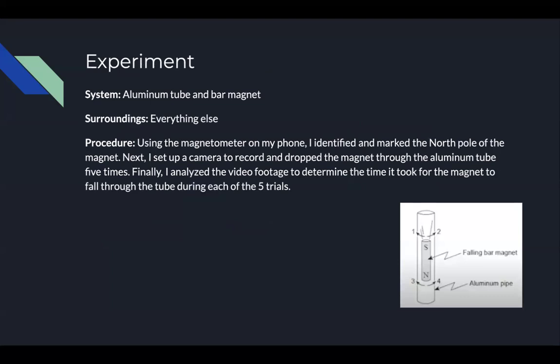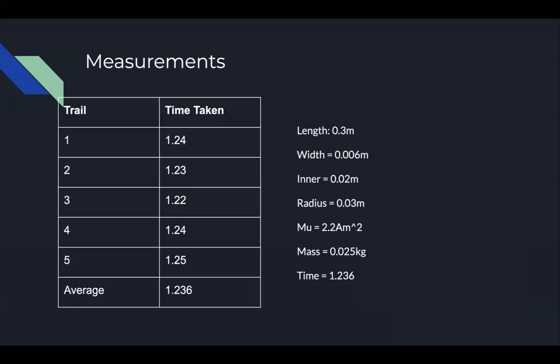As far as the setup of the experiment, using the magnetometer on my phone, I identified and marked the north pole of the magnet. Next, I set up a camera to record and dropped the magnet through the aluminum tube 5 times. Finally, I analyzed the video footage to determine the time it took for the magnet to fall through the tube during each of the 5 trials. And you can see a little model right here on the side.